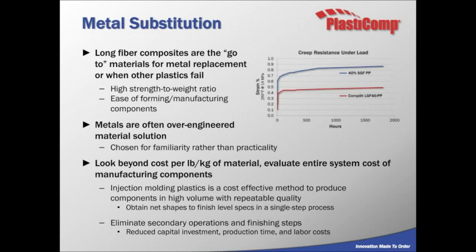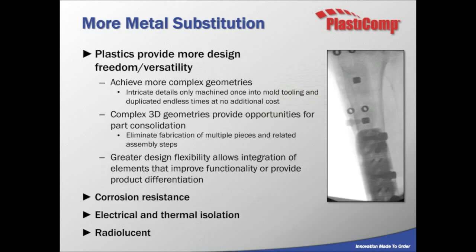And then you can also eliminate secondary operations and finishing steps. Plastics injection molding provides more design freedom than metals do. You can achieve more complex geometries and intricate details, only machined once into a mold tool, versus metals that have to be duplicated endless times, and with no additional cost.